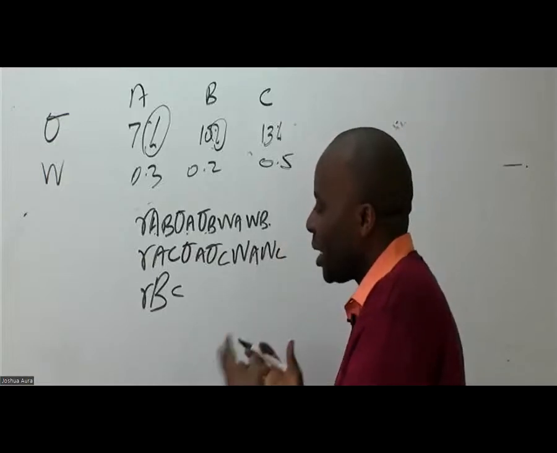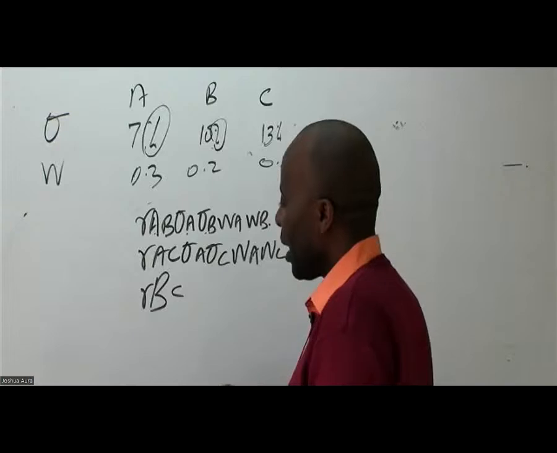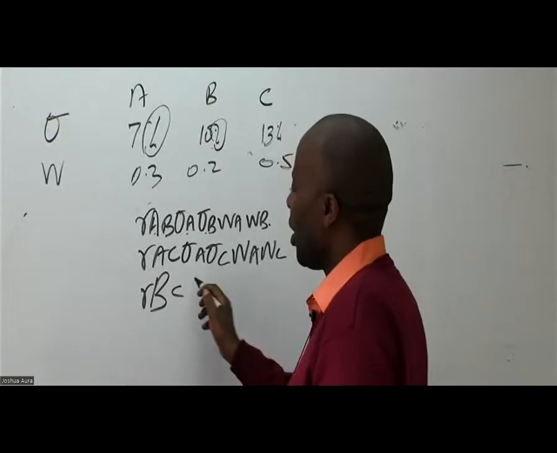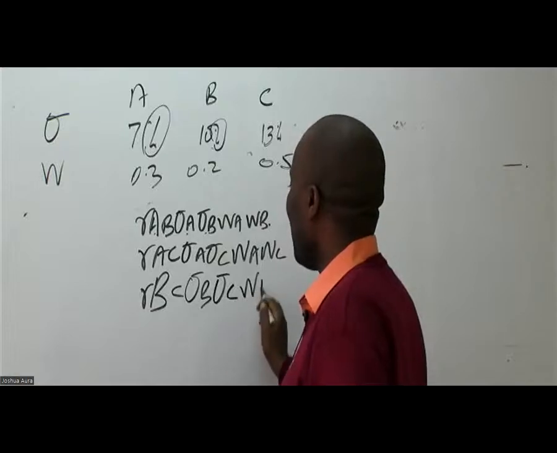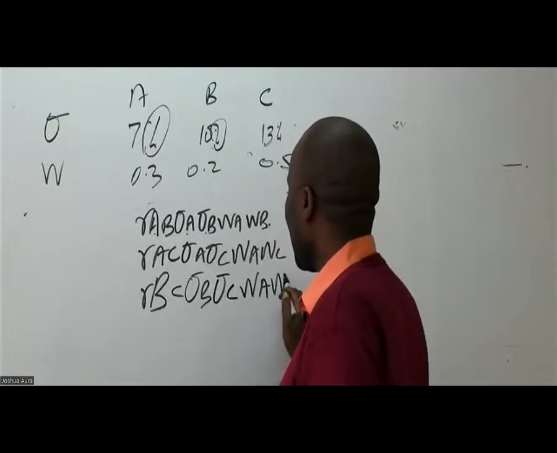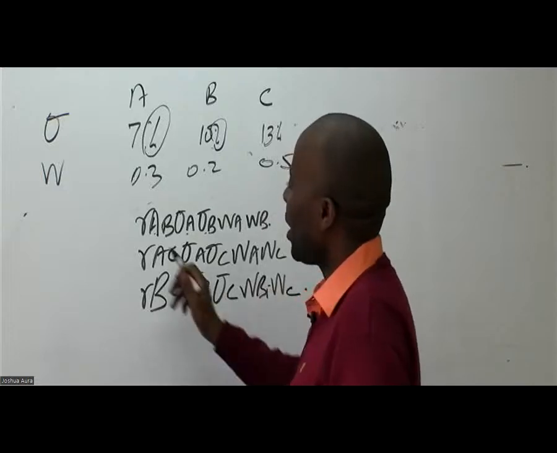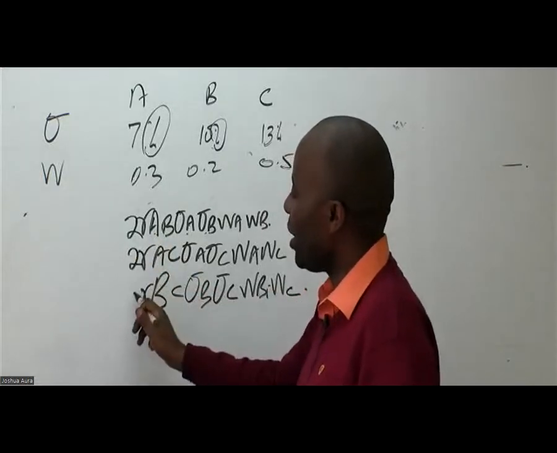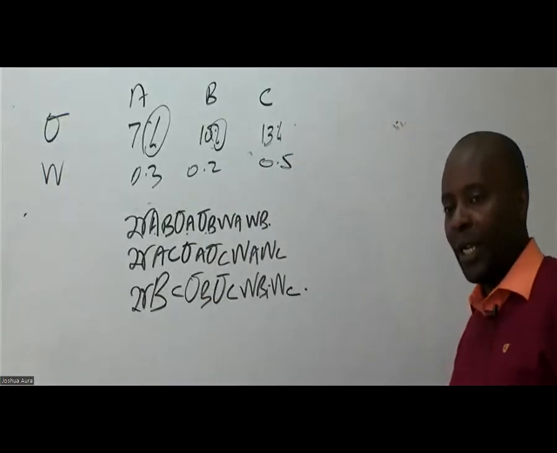So for RBC, I'm putting on board the BC parameters. I start with the standard deviations, standard deviation B, standard deviation C, and then the weights, weight B, weight C. And then I know that all these must always be multiplied by 2. All of them must be multiplied by 2.